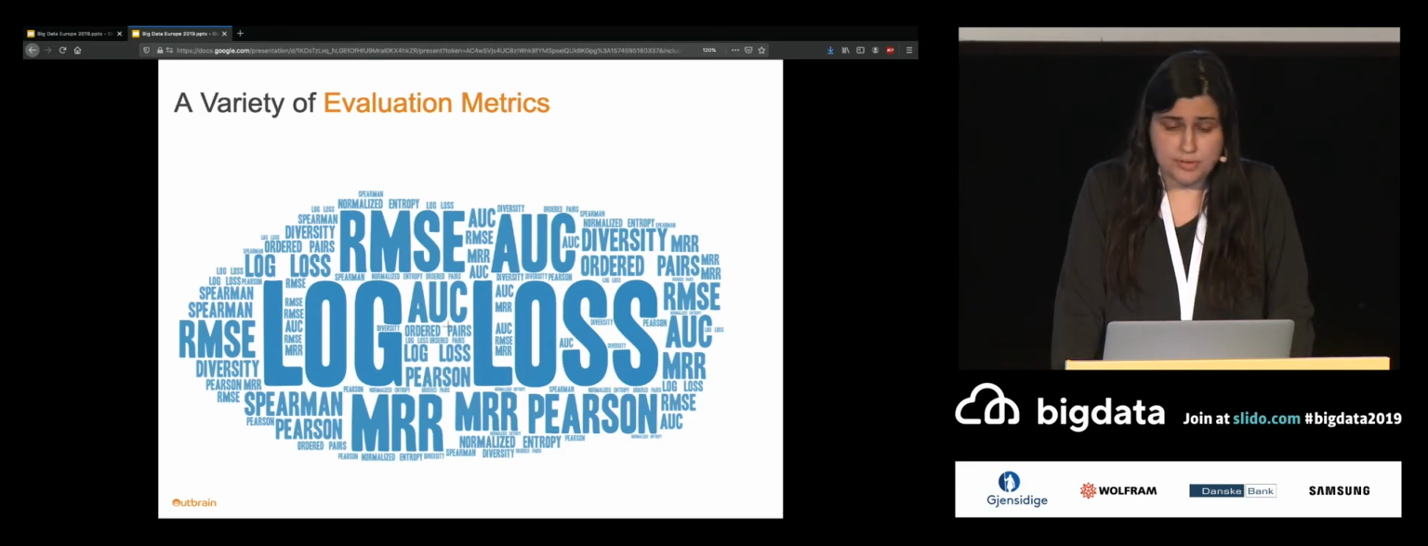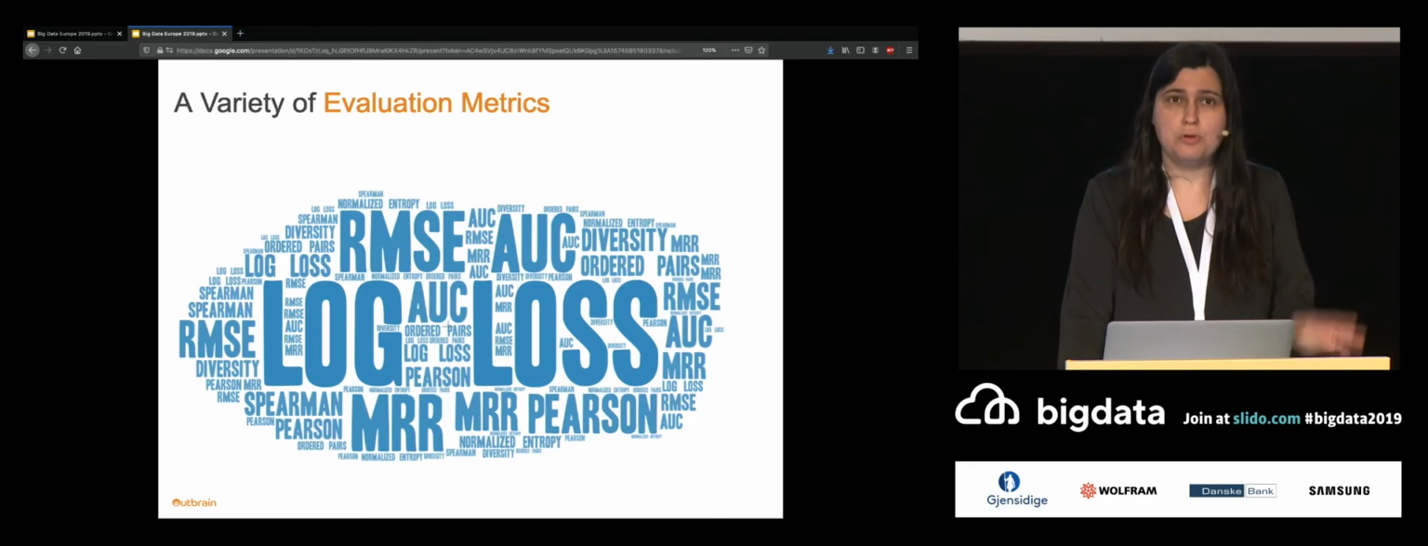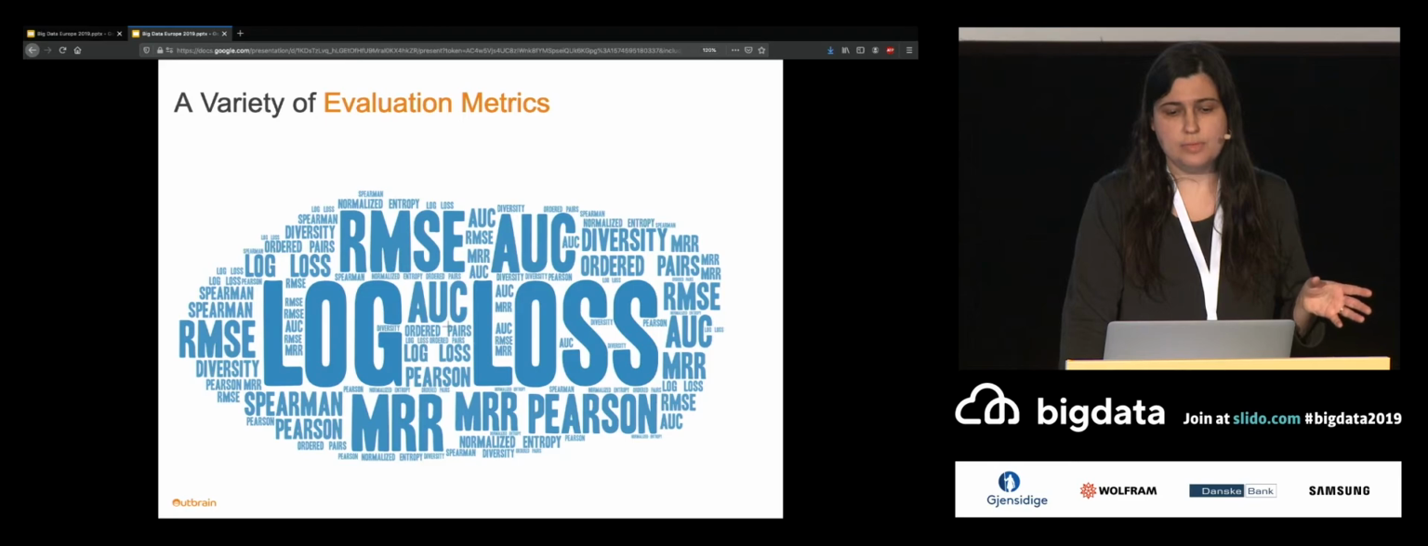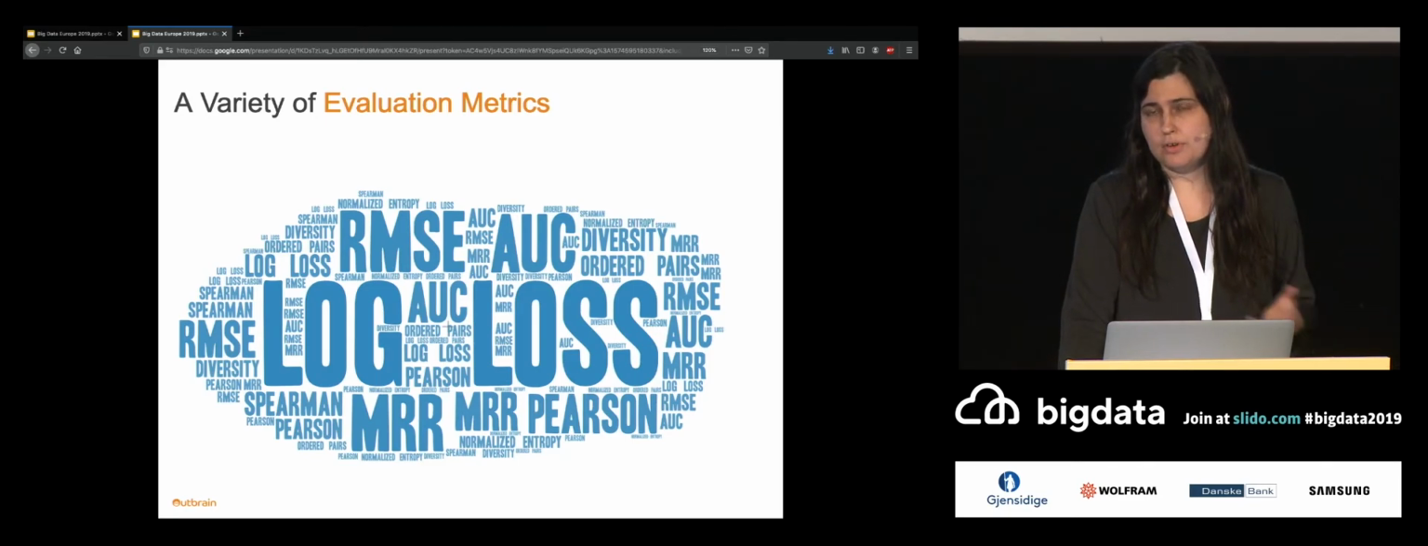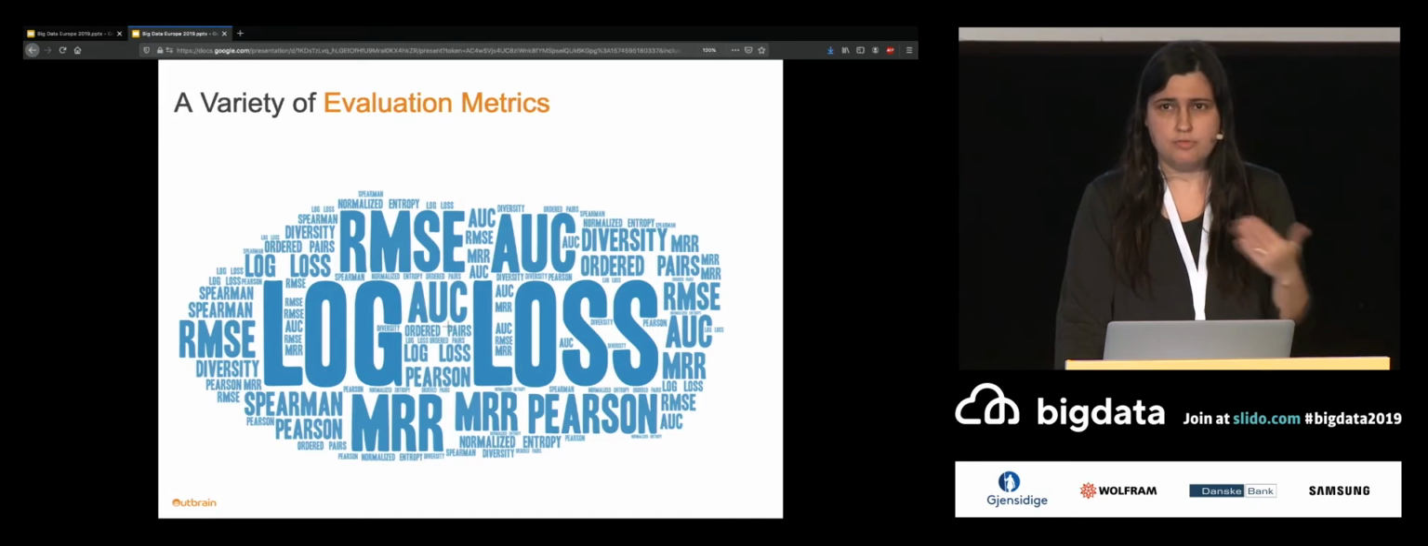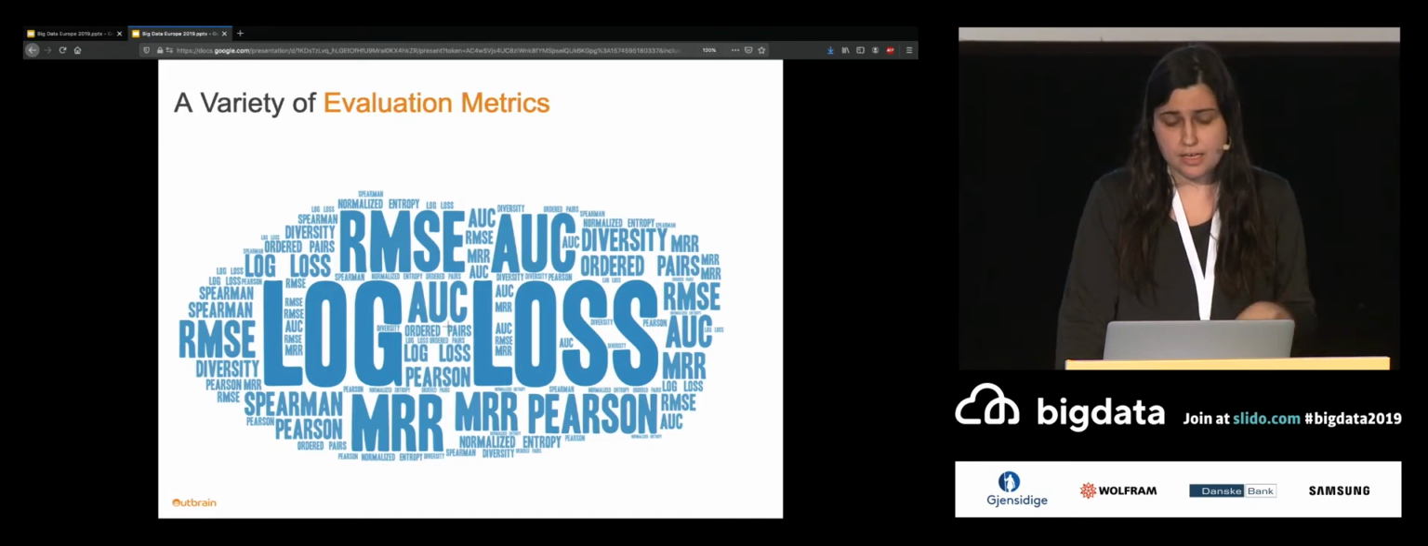A second example of a component that may take a lot of your time would be evaluation. For example, at Outbrain, we have over 15 evaluation metrics. These metrics are of different types. We have more classical metrics like log loss, RMSE, AUC to check the accuracy of our models. We have metrics which are more associated with recommendation systems and rankings, such as mean reciprocal rank.